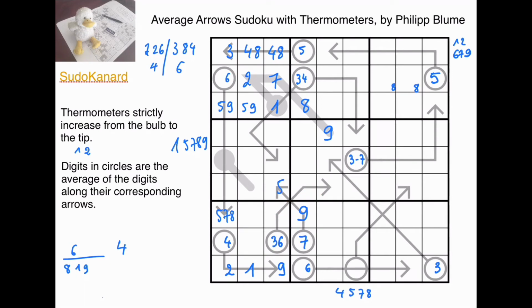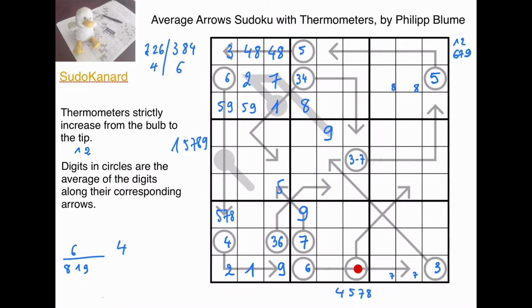What else do we get? So there's no 7 here. 7 has to go there. Those are 4, 5, 8, but something tells me that 8 is not a likely candidate for this.